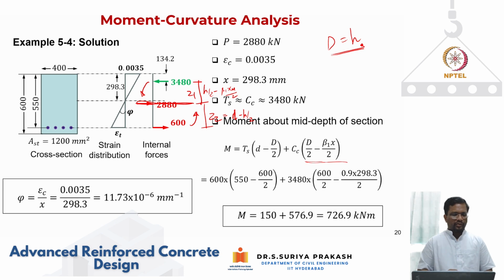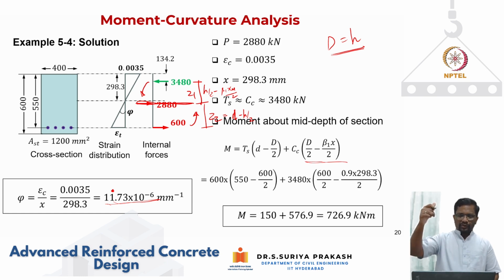And if you do the curvature, you get a value of 0.0035 by x, which is 298.3. You get a curvature of 11.7. Here again, if I put more compression up to 0.3, then I get a higher moment capacity. However, the curvature is reduced from 26 to 11.73.